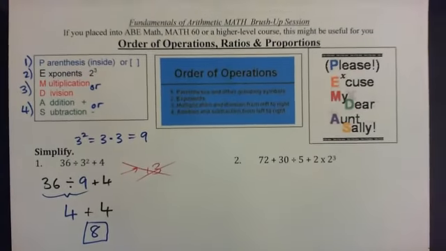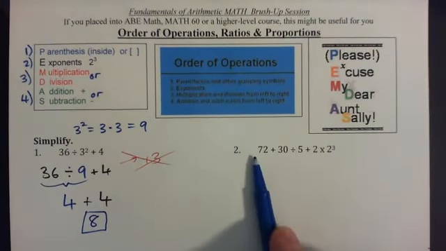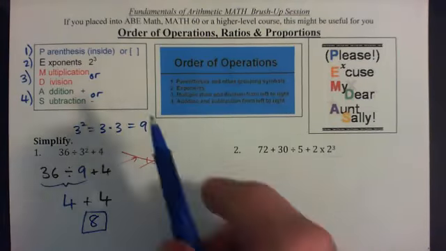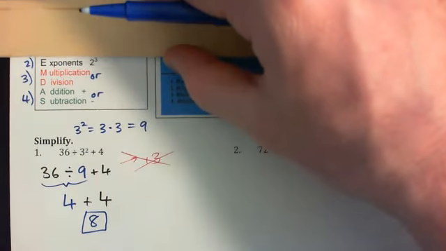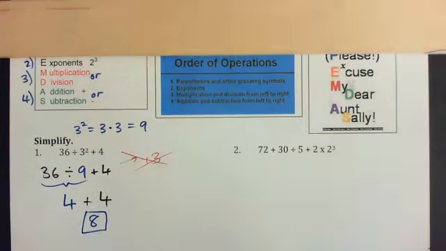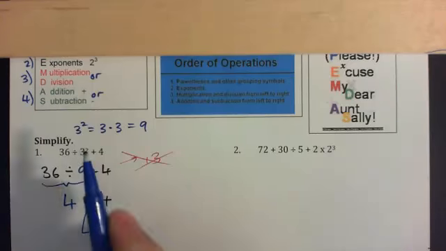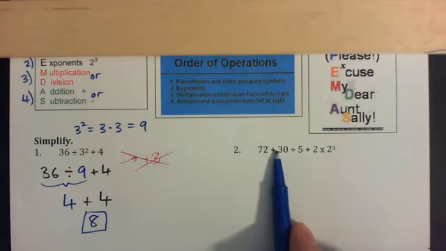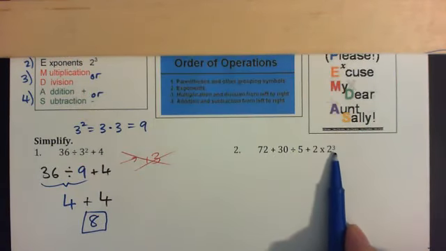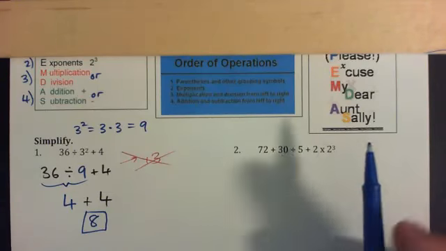So do we have any parentheses in question 2? No, right? So they're done. So you can forget about parentheses. That's taken care of. Now the next thing is, do we have any exponents, like 2 cubed or 3 squared or whatever? Do we have any exponents here? We do, right? 2 cubed.